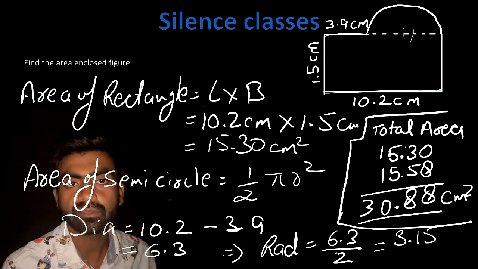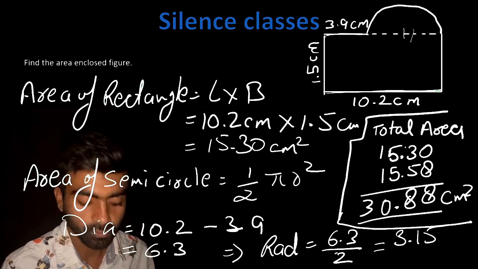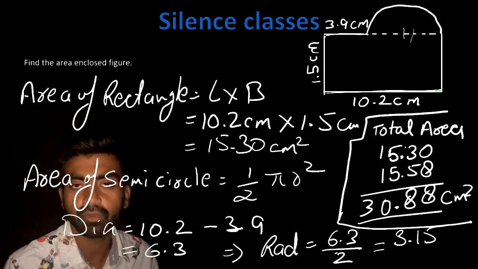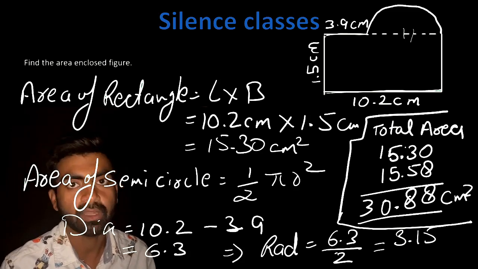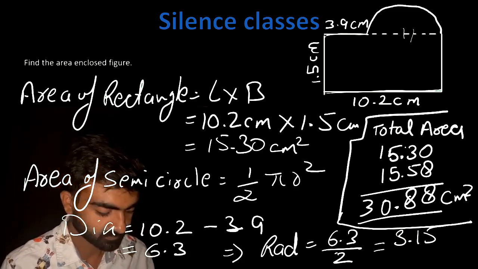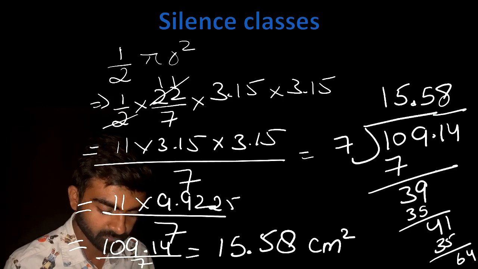I hope you guys understood how we have done it. The question is a little bit lengthy because you have to put the formulas, because in the semicircle nothing is given to us, so we have to find out each and everything. So now let's move to the next question.